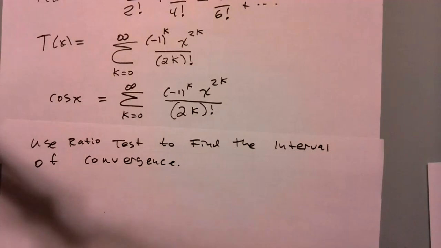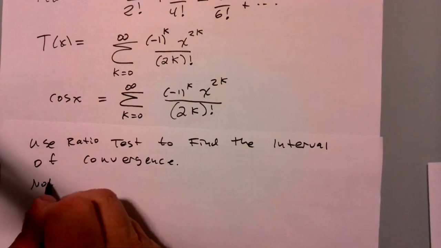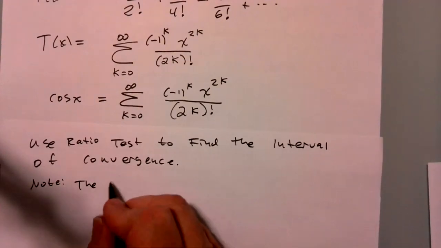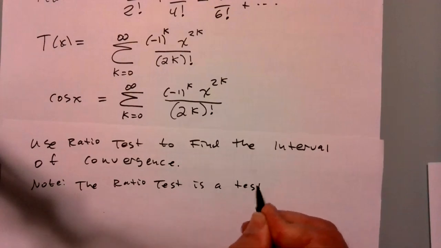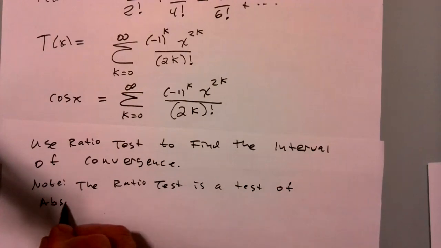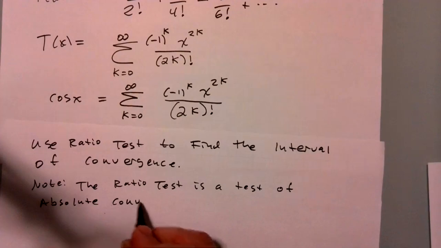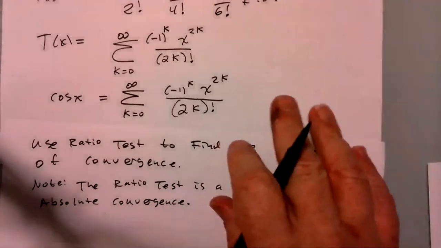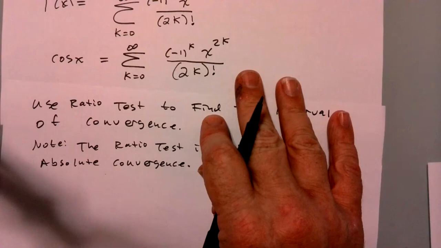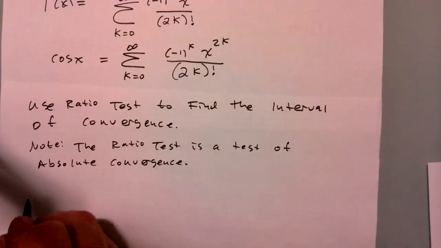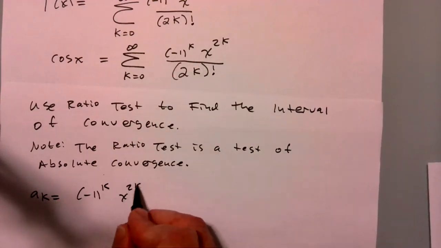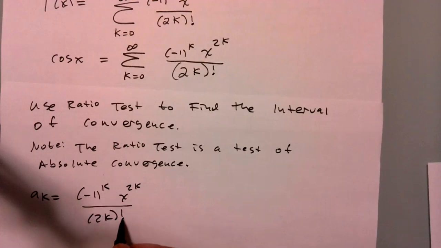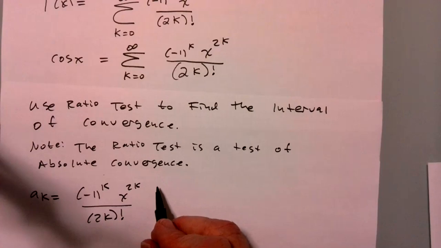Now, remember, the ratio test is a test of absolute convergence. If a series is absolutely convergent, it is automatically convergent. So we've got to play our game. We've got to take a look at the absolute value of a sub k. Right now we have a sub k is this, is negative 1 to the k, x to the 2k over 2k factorial.